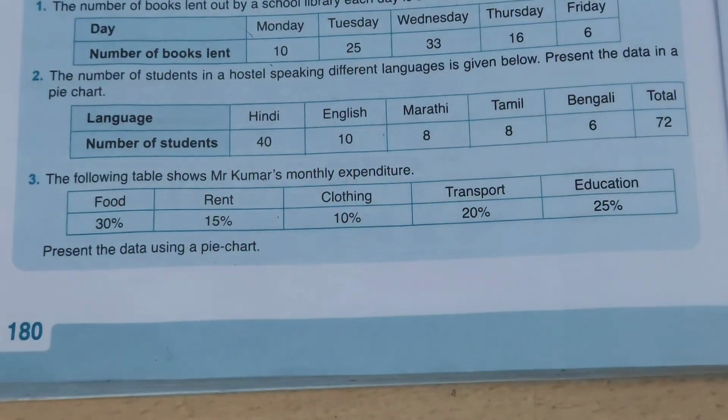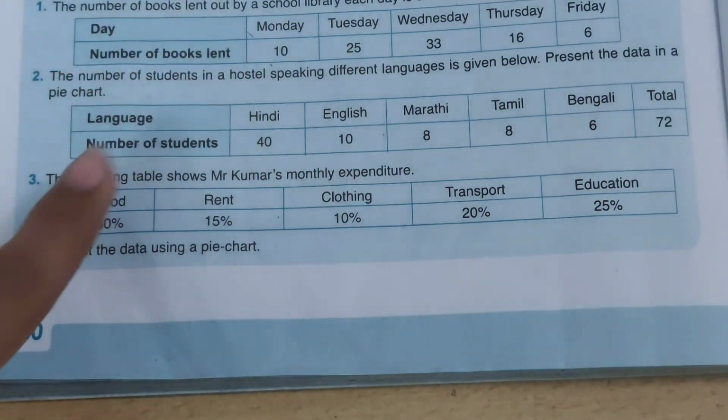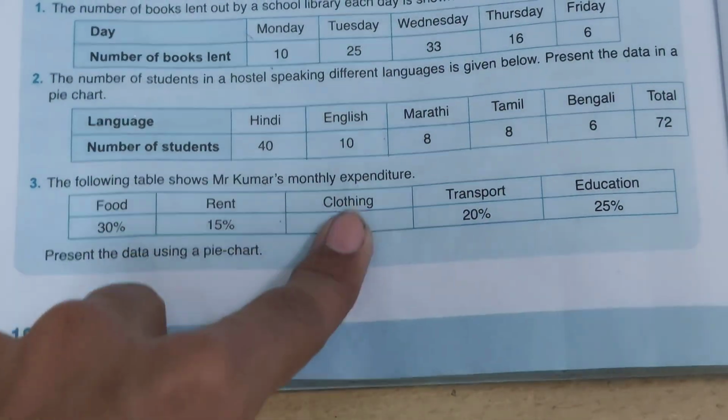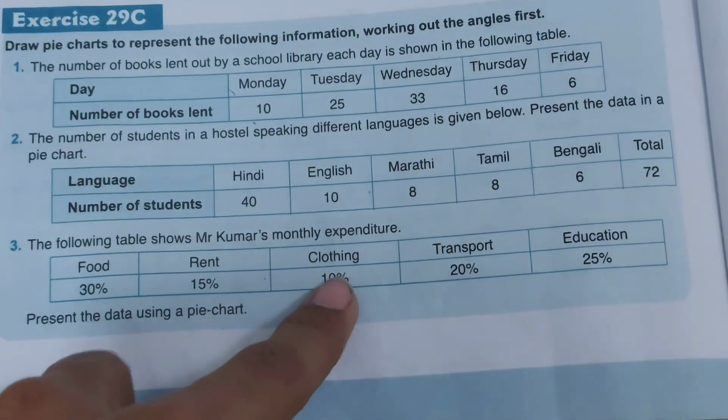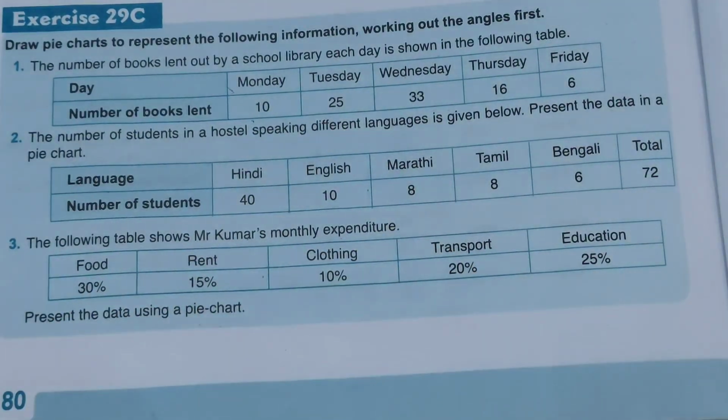In this video, we are going to solve ICSE Mathematics Class 8 Chapter 29, Graphical Representation of Data, Exercise 29C Question 3. This says the following table shows Mr. Kumar's monthly expenditure, right? Monthly expenditure is shown to you here. We have to represent the data in the pie chart, right?